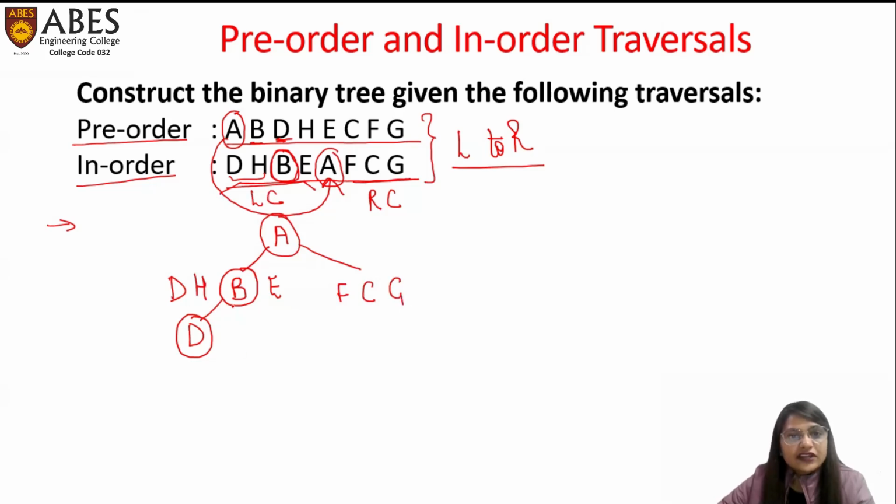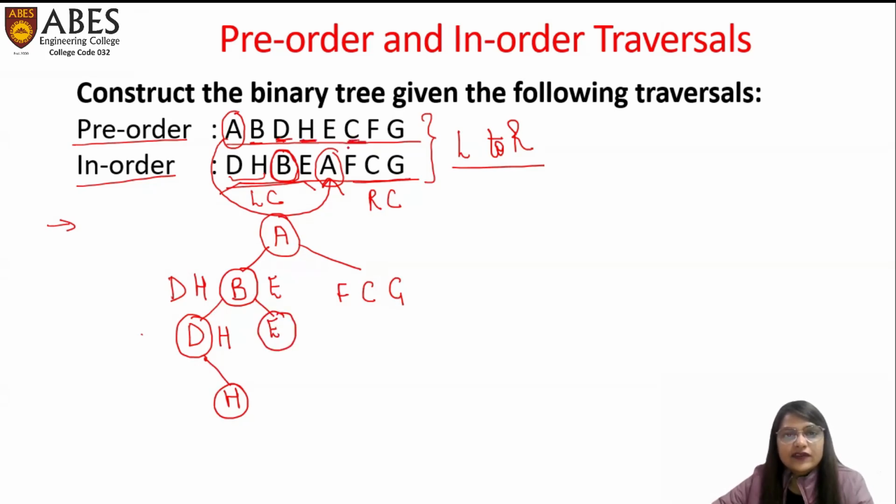Okay. And for the next node B, it will be D and H. And for the right, it will be E. Okay. Next term is H. H is to the right of D. It will come here. Okay. Next node is E. E is to the right of B.